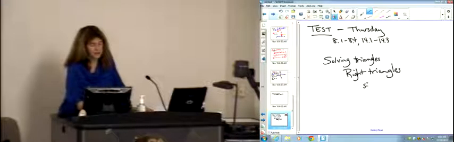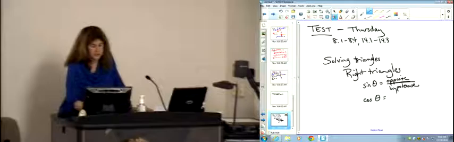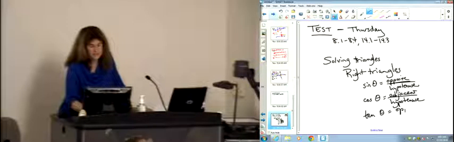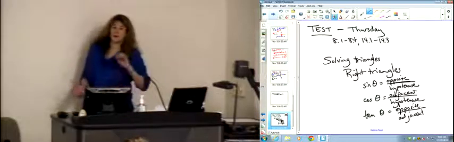In working with right triangles, we looked at the sine was the opposite side over the hypotenuse. We did right triangle trigonometry. Cosine was the adjacent side over the hypotenuse. And the tangent was the opposite side over the adjacent. That's our right triangle trigonometry right there.